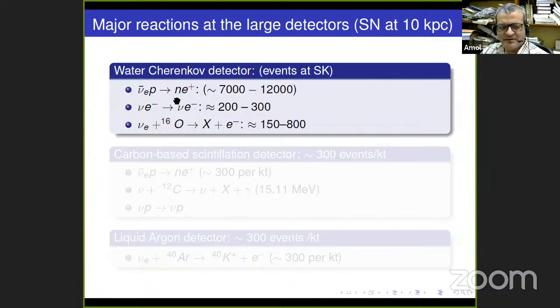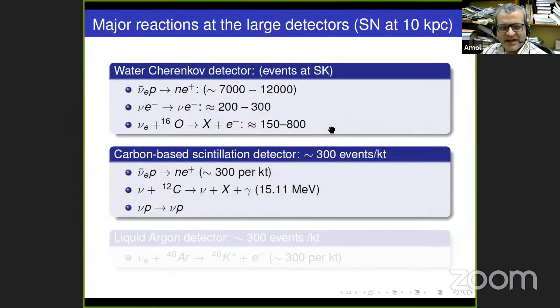Electron starts moving with a very fast speed, and there will be a few hundred events of this type. Electron neutrinos can also interact with oxygen. X just means something that I cannot see in the detector, but I will see an electron, not a positron, and there will be about 500 or so events of this kind. So this is what happens in the water Cherenkov detector. And this positron is the one that gives us information about the energy of the incoming antineutrino.